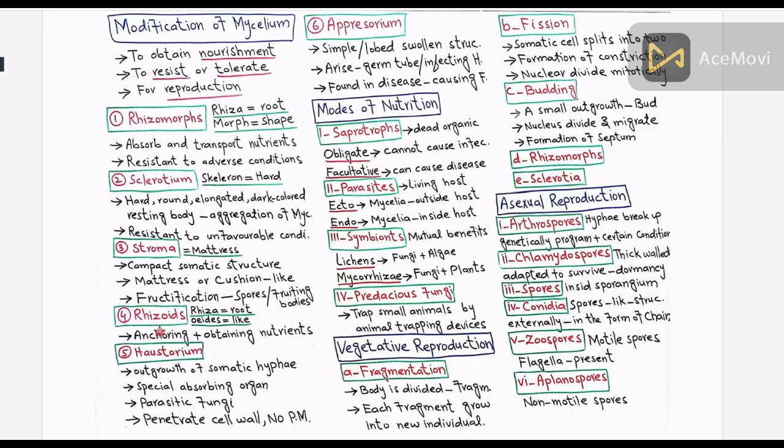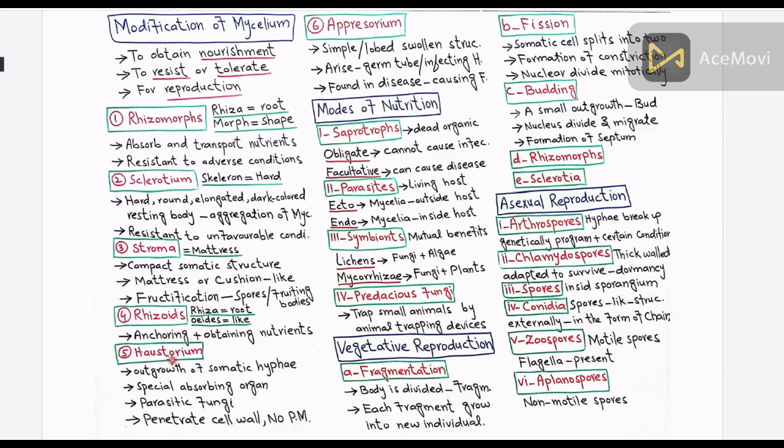The fourth one is the rhizoids. Rhiza means root and oids means like. So these are also root-like structures in the fungi that help the fungal thallus in anchoring and obtaining nutrients from the substratum. And the fifth one is the haustorium.